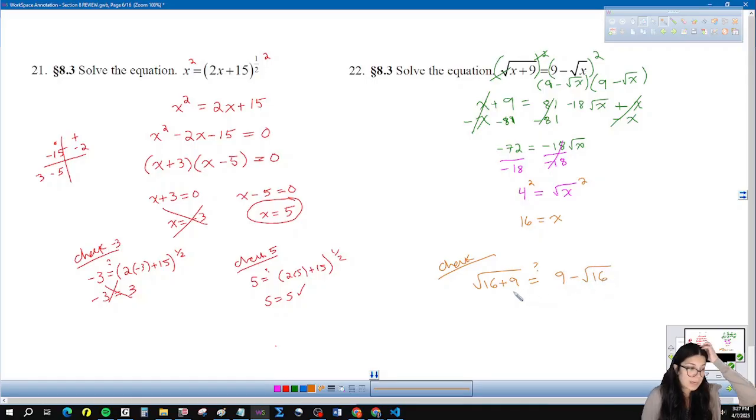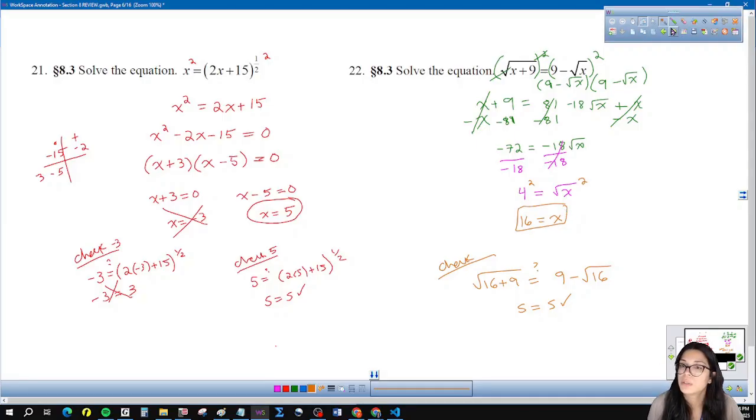Now 16 plus 9 is 25. The square root of 25 is 5. And then on this side, square root of 16 is 4. 9 minus 4 is 5. So yes, this is a valid solution. x equals 16. Okay, perfect.